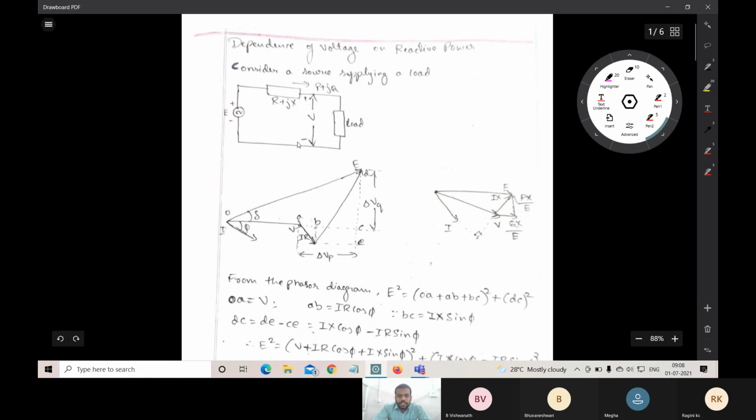The load is considered as R plus jX. The power is the combination of both active power as well as reactive power, that is our real power. Now we are going to consider the load as inductive in nature. If the load is inductive in nature, what is the relationship between the voltage and current? The current will be lagging the voltage by the angle phi.